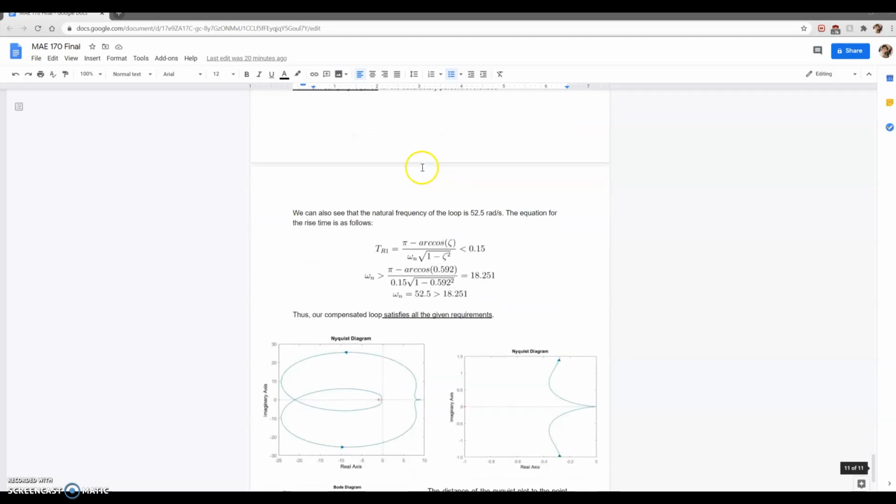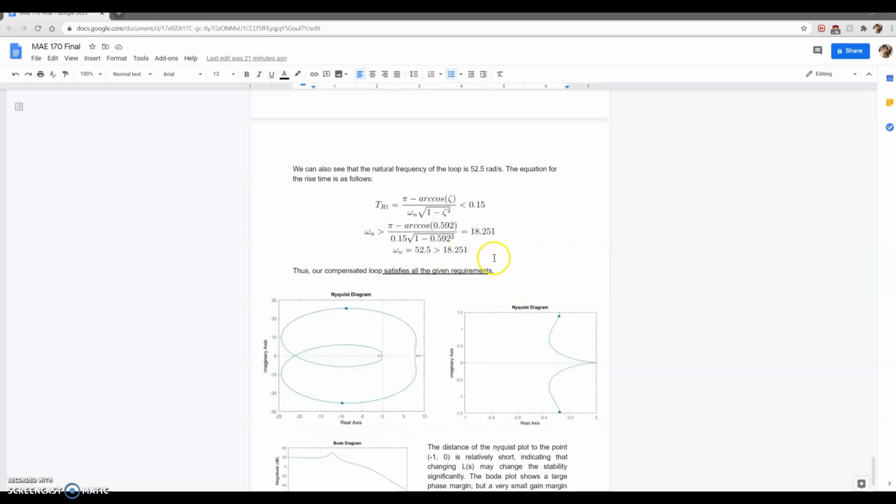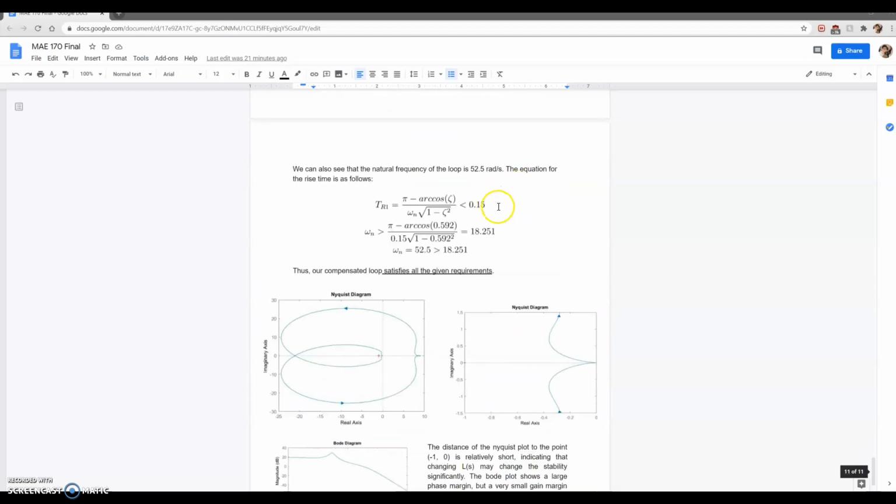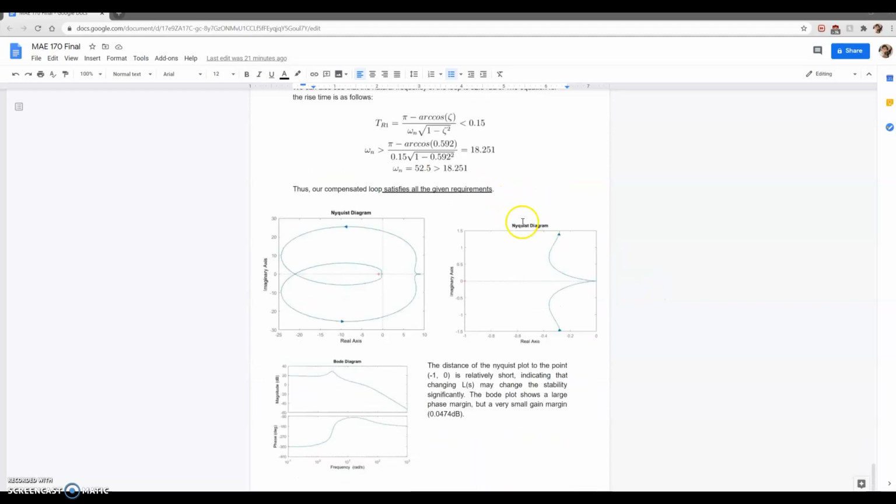And then if we check to see whether the rise time is satisfactory, I solved for the minimum value of the natural frequency required, and I got 18.25, which is less than the 52.5 of the natural frequency that's shown at this point. So the system satisfies all requirements.